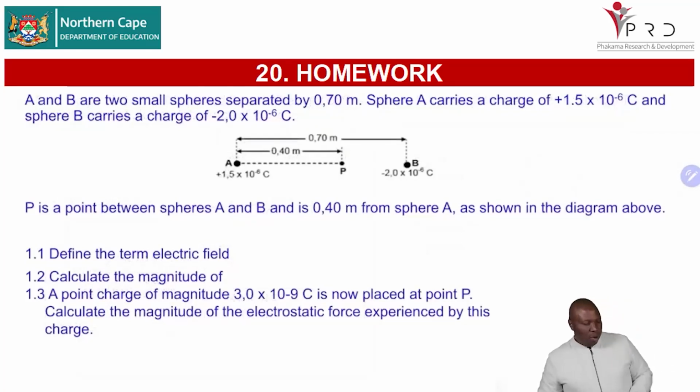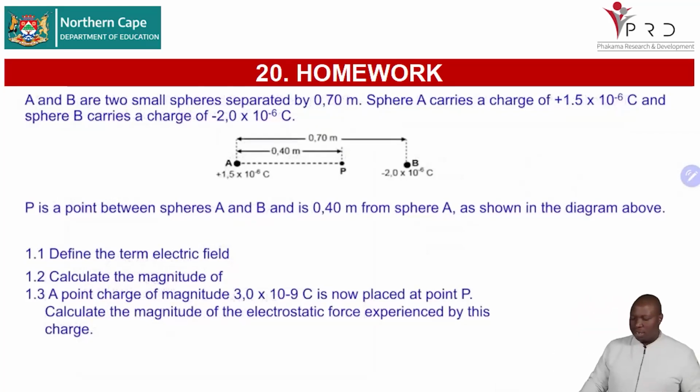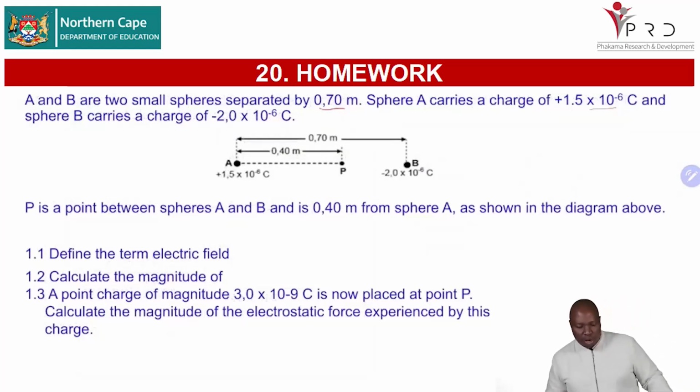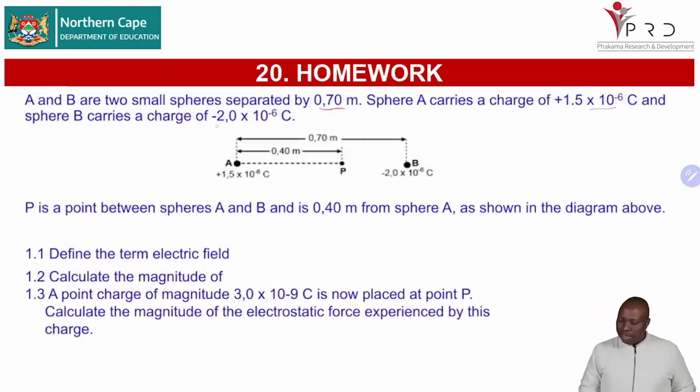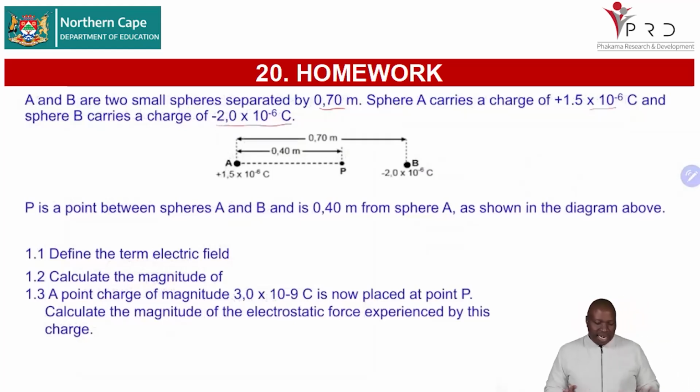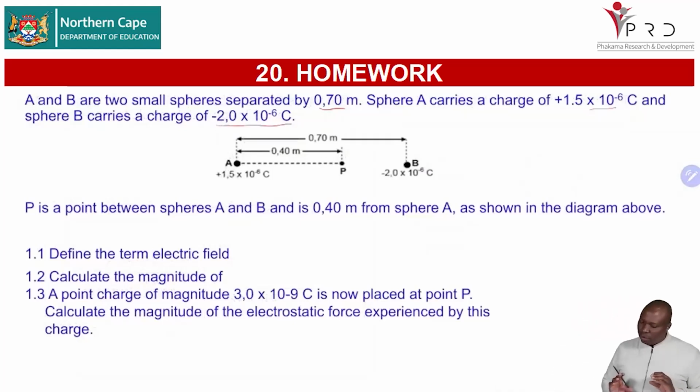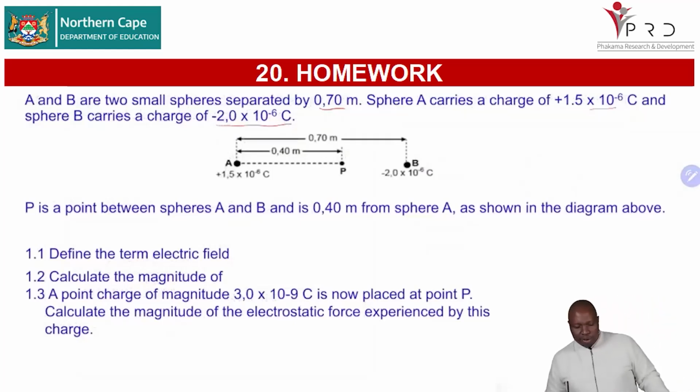And always, we are always giving you a homework. This one, straightforward and nice, and we want you to enjoy it. It says A and B are two small spheres separated by 0.70 meters. Sphere A carries a charge of 1.5 times 10 to the power of minus 6 coulombs, and sphere B carries a charge of minus 2 times 10 to the power of minus 6 coulombs. The diagram is given there, and then you just have to answer these nice 3 questions. I hope you will enjoy doing this question as your homework, and then you will do it and check it, and you will get total.